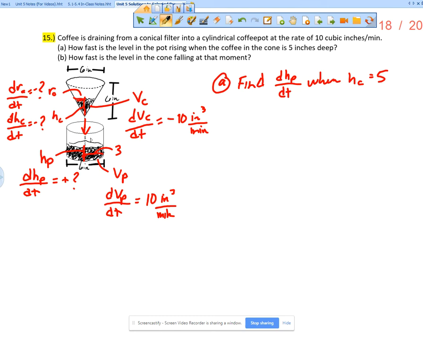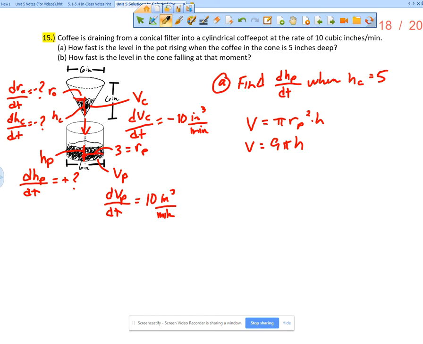A is only asking about the level of the pot. So how do we talk about the volume of a cylinder? Remember, the volume of a cylinder is found by taking the area of the base, which is a circle, so pi r sub P squared, pi r squared times h. Now, I didn't write r sub P anywhere. Remember, 3 is the radius of the pot. That is not changing, so we put that in right away, 3 squared. So this becomes 9 pi h. That is something that is important.